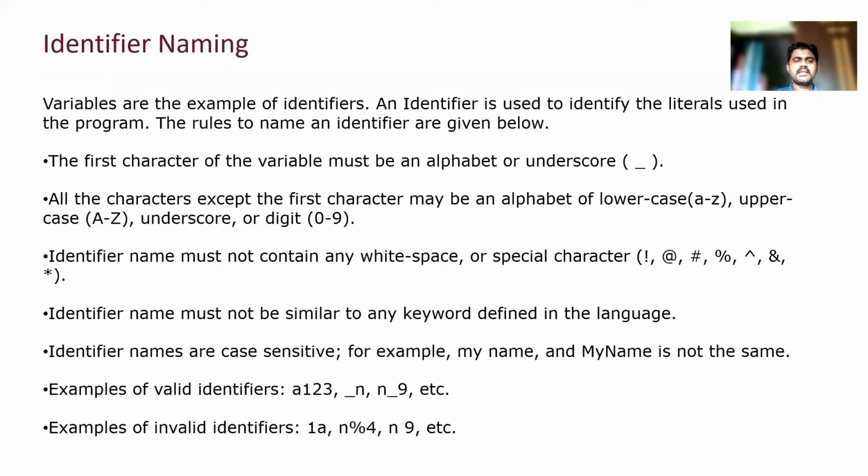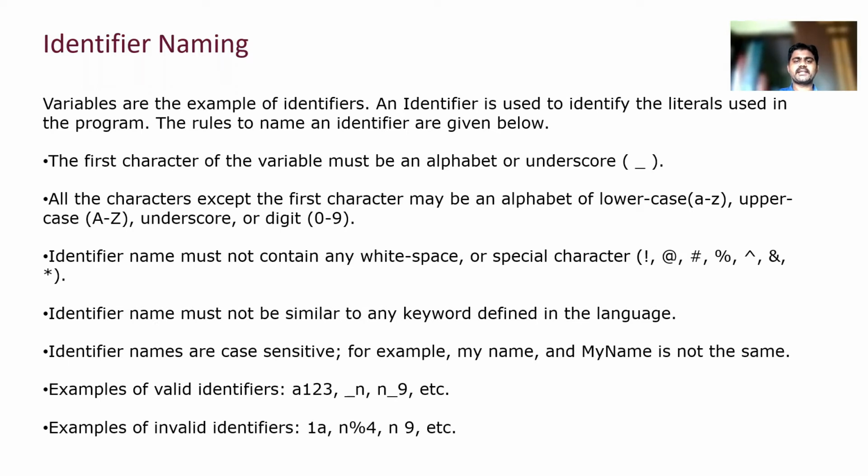Okay, identifier naming. Variables are examples of identifiers, and an identifier is used to identify the literals used in the program. We already discussed literals in Python in the previous class. What literals do we have? We have numeric literals, string literals, and collection literals. Collections means lists, tuples, sets, and dictionaries. In the previous video, we explained literals in Python. So variables are examples of identifiers, and an identifier is used to identify the literals used in the program.